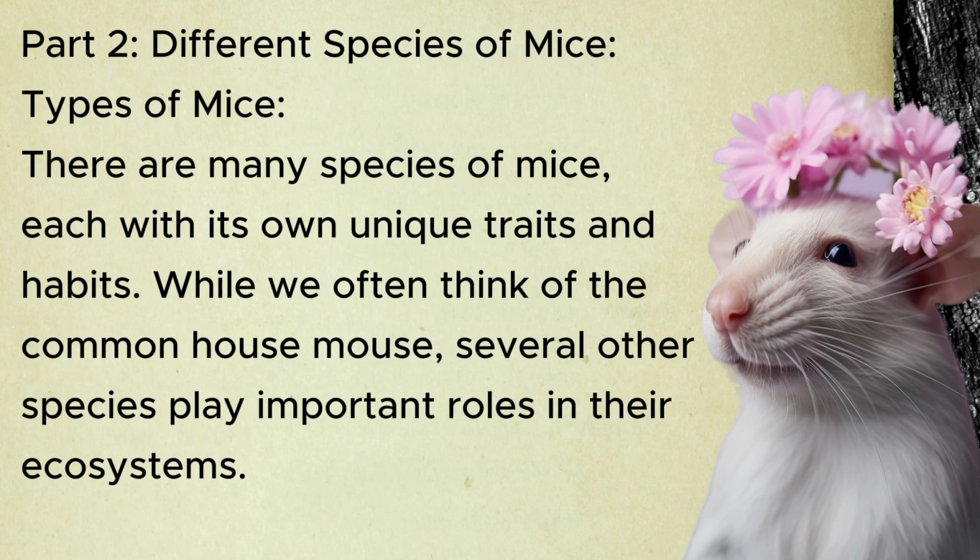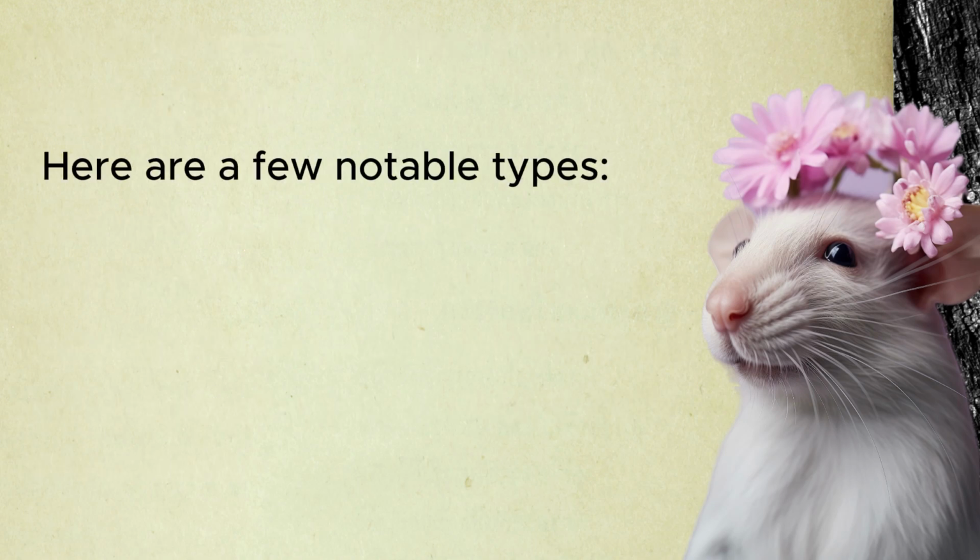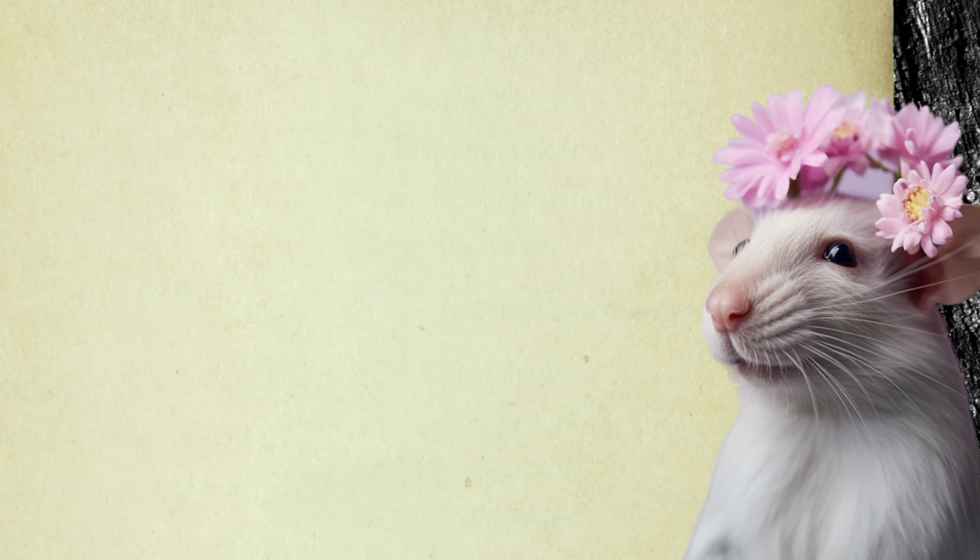Part 2, Different Species of Mice. Types of Mice. There are many species of mice, each with its own unique traits and habits. While we often think of the common house mouse, several other species play important roles in their ecosystems. Here are a few notable types.